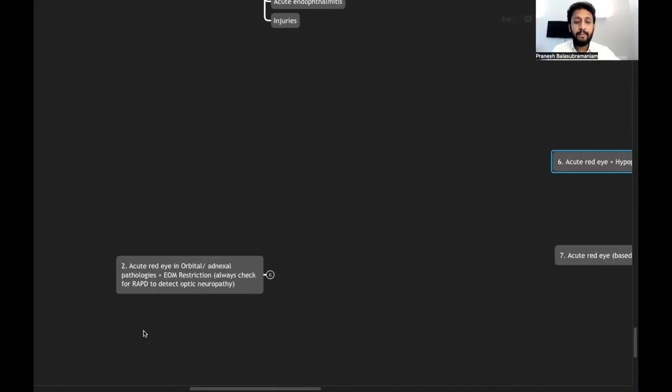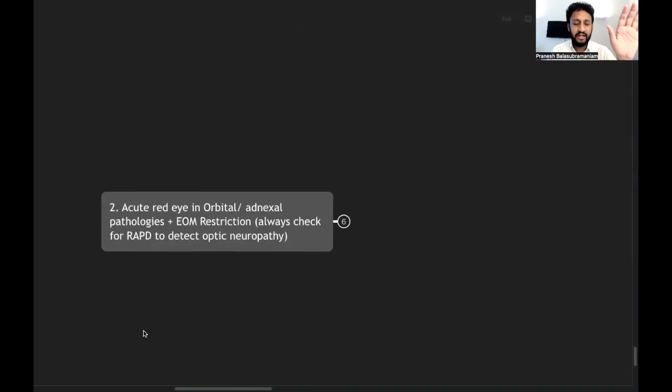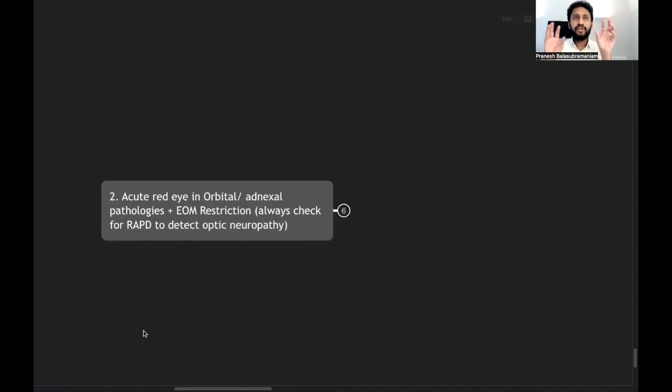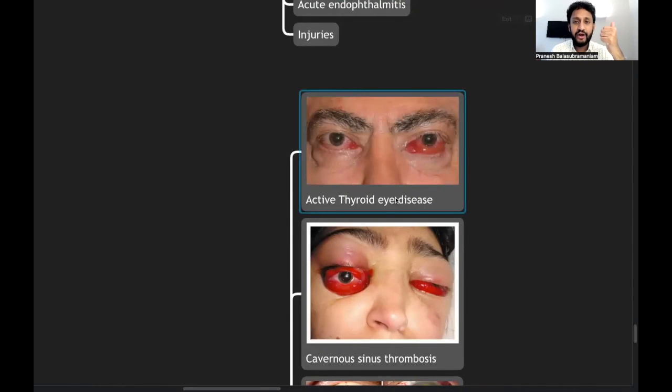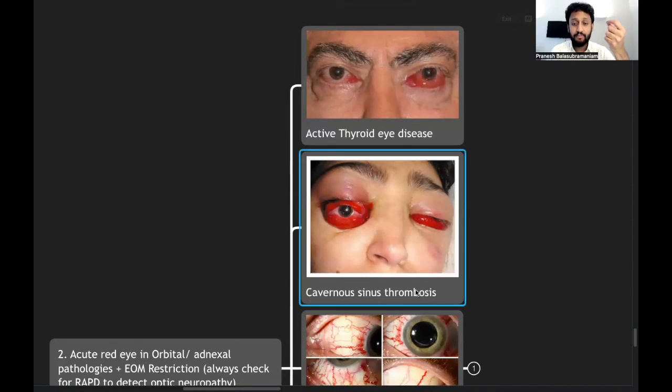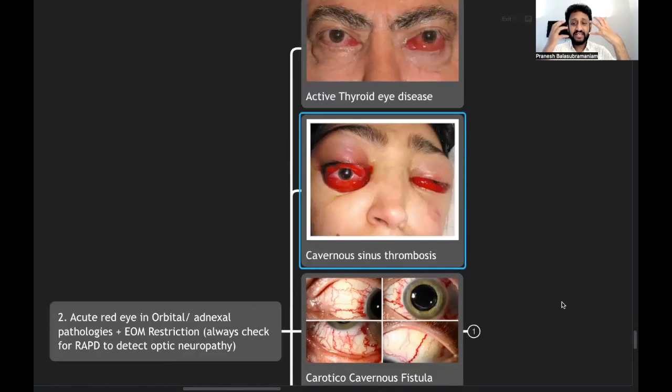Finally, I'm going to talk about an important aspect which I have not dealt with much, but this is crucial because when you see a bilateral acute red eye with proptosis and extraocular movement restriction, think of something more serious, something more life-threatening. Especially in patients who have active thyroid eye disease, there is going to be chemosis and congestion, and the patient can have proptosis with extraocular muscle restriction. Cavernous sinus thrombosis, again: proptosis, chemosis, extraocular muscle restriction.